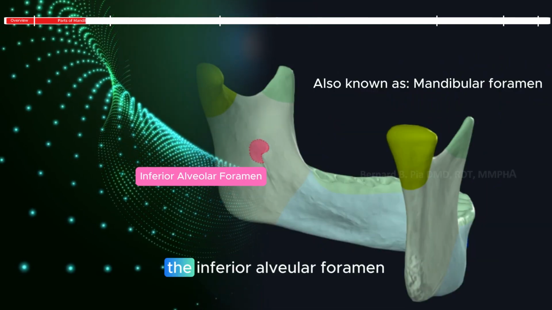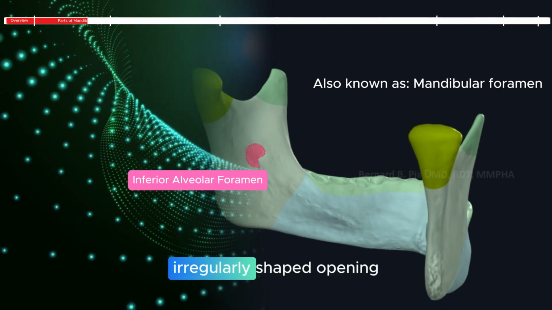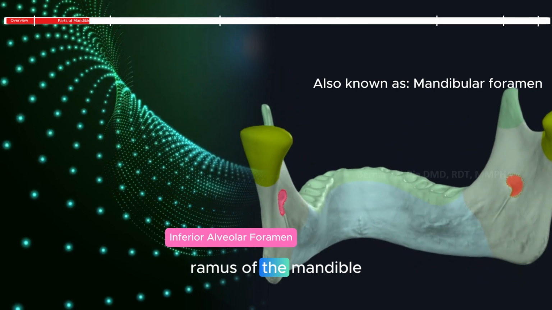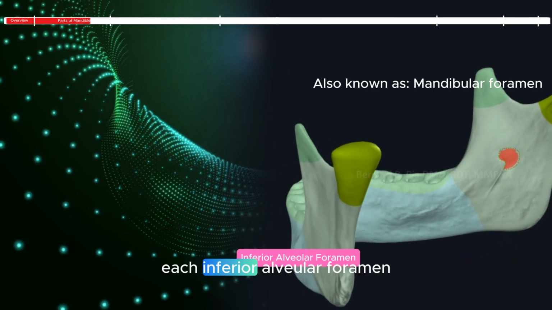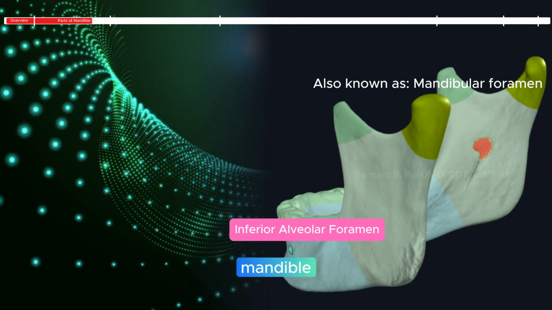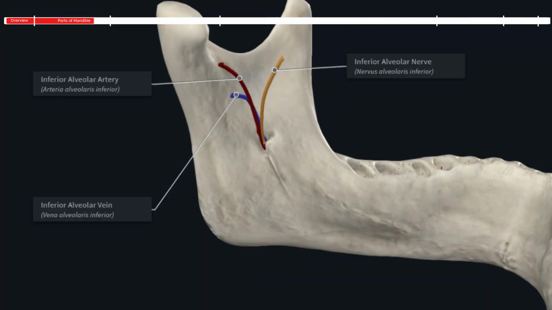6. The inferior alveolar foramen. Mandibular foramen is a small, irregularly shaped opening found along the medial surface of each ramus of the mandible. Each inferior alveolar foramen is located posterior to the lingula of the mandible and superior to the mylohyoid groove. It forms the internal opening of the mandibular canal. The inferior alveolar foramen allows for the passage of the inferior alveolar artery, vein, and nerve.